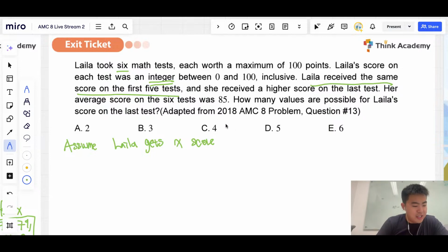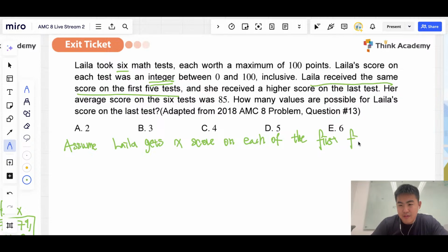On each of the first 5 tests, right? On each. Okay, let me write it better. Of the first 5 tests. Okay, so that's Lila's case. And she received a higher score on the last test. So that's some improvement, higher score on the last test. Her average of the 6 was 85.